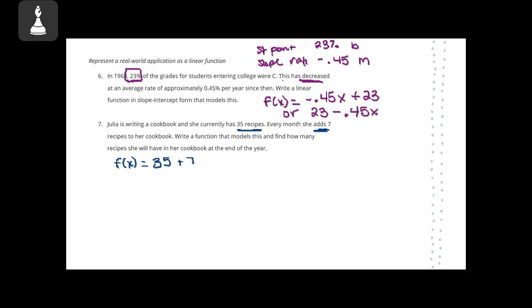So I'm going to let x represent months. Now this one wants us to go one step further and it says, how many is she going to have at the end of the year? Well, a year is 12 months. So 35 plus 7 times 12. We want to find the function evaluated at 12. 35 plus 84 is going to give me a total of 119 recipes.